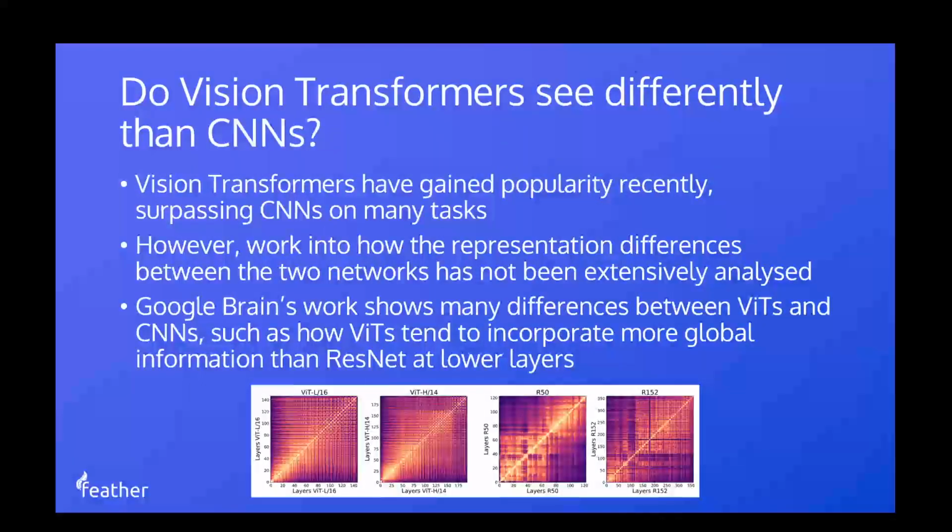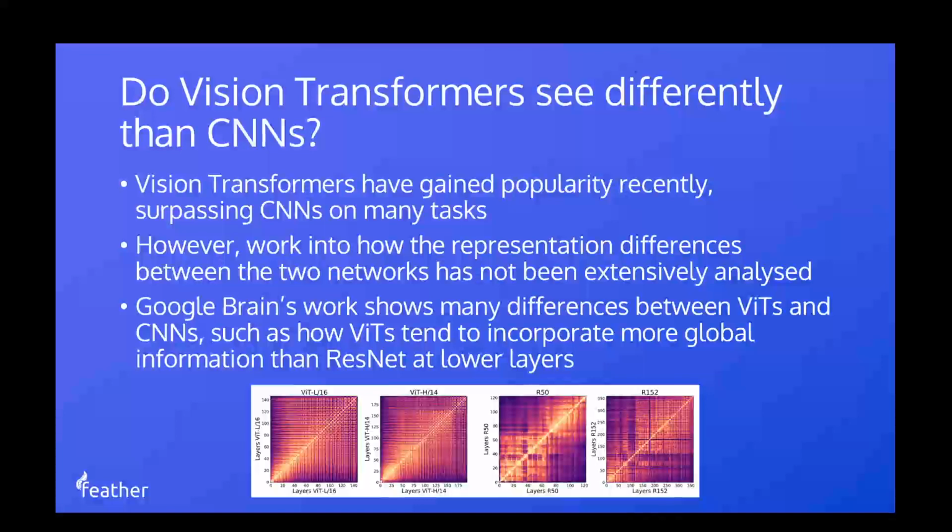Finally, do vision transformers see differently than CNNs? So we know that vision transformers have recently gained popularity, surpassing CNNs on many tasks. However, work into how the representations are different between the two networks hasn't been overly analyzed. So this recent work by Google Brain shows the many differences between ViTs and CNNs.